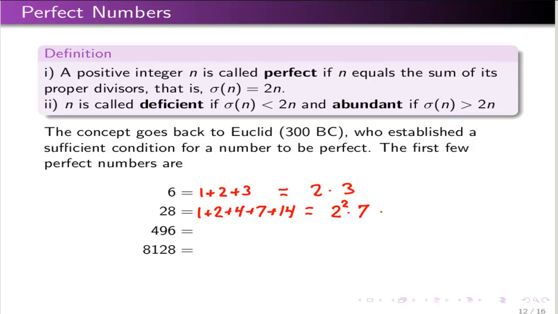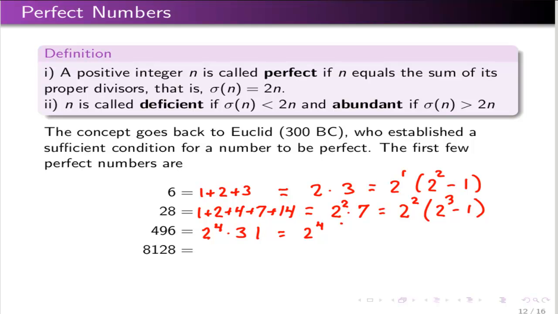496. Well, let's go one step further here. Notice that 7 is 2 cubed minus 1. And that 3 is 2 squared minus 1. So these are things that Euclid had observed long back. You have this type of pattern right here. And then here we would have 2 to the 4th, 16, times 31. 16 times 31 is 496. And that's 2 to the 4th. And lo and behold, 31 is again 1 less than a power of 2. And it's the next power of 2 after 4. 2 to the 5th minus 1.